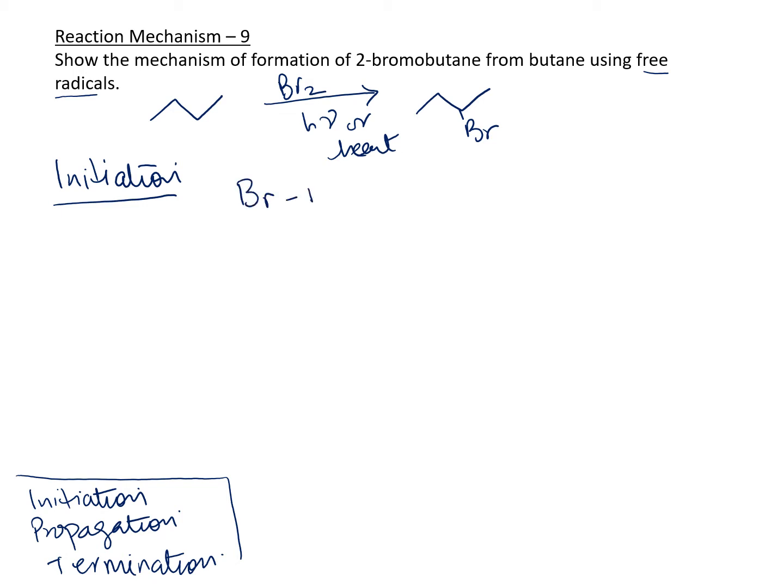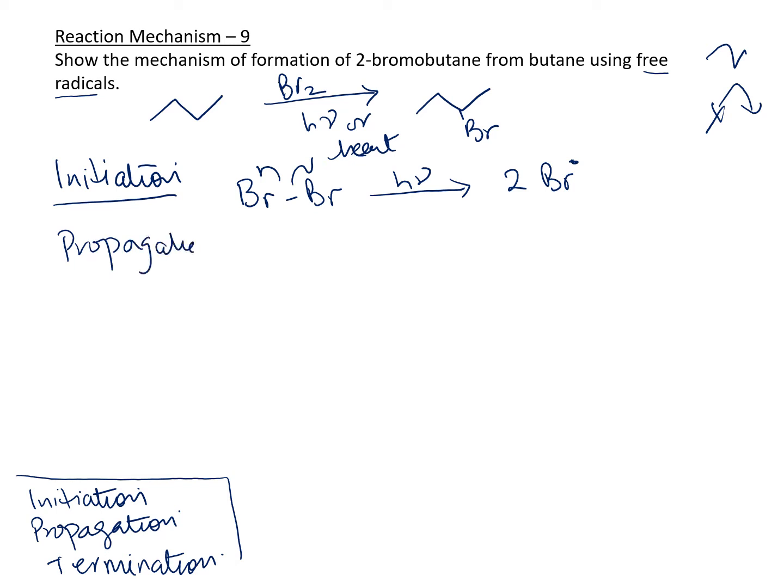So how do you start the initiation? You generally start with bromine because bromine bonds are easy to break. And remember, you're doing a free radical mechanism, so you need half arrows, this arrow, not this arrow. Once you do this, you get 2 bromine radicals. This is the initiation step, and after that is the propagation step.